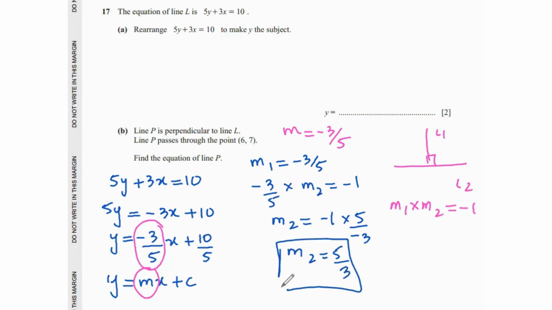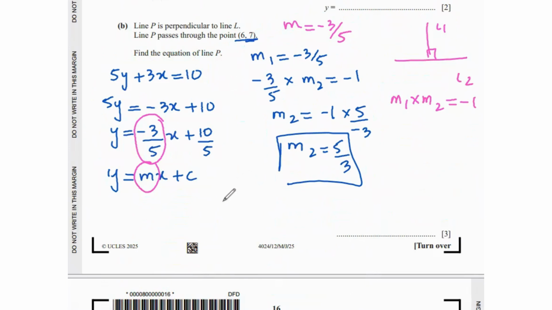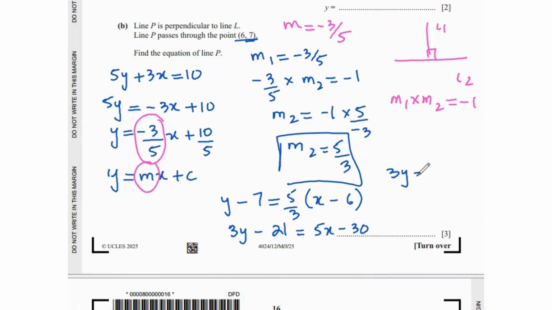So now that we have slope of line P and we have a point through which the line passes, we can create the equation of line P. So we can use point slope form: y minus 7 equals 5/3 times x minus 6. Cross multiply: 3y minus 21 equals 5x minus 30. 3y equals 5x minus 30 plus 21, which gives us 5x minus 9. So 3y equals 5x minus 9 is your equation of line P.